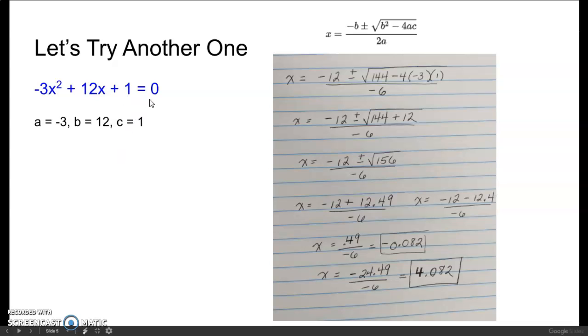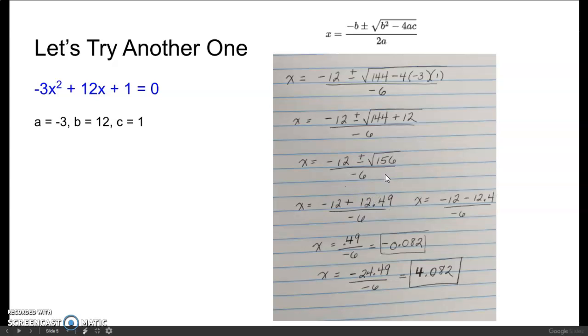All right, so I did remember the equals 0 this time. This time A is negative 3, B is 12, and C is 1. So again, I plugged everything in over here. So negative B, negative 12, plus or minus the square root. So I just squared it right away this time. 144 minus 4 times A times C, so negative 3 times 1, over 2A, that's negative 6, because it's 2 times negative 3. All right, so I've got negative 12 plus or minus the square root of 144 plus 12, all divided by negative 6. So I've got negative 12 plus or minus the square root of 156 over negative 6.